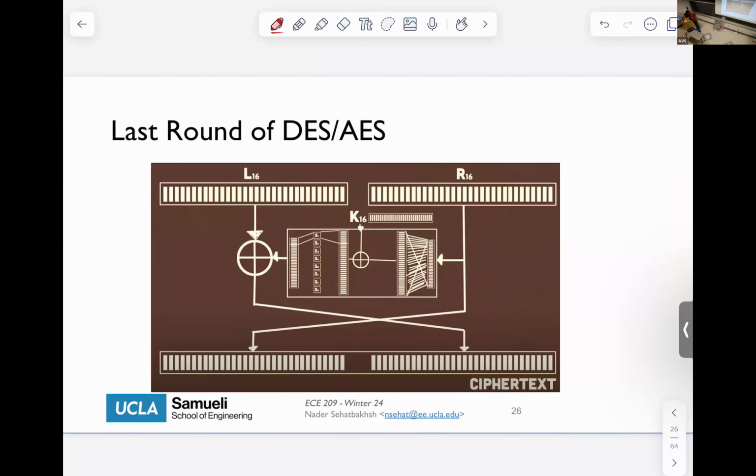There's an example, but I don't think we have enough time to go over it. So why don't we stop here? And then I'm going to start with this example next time we talk about this.